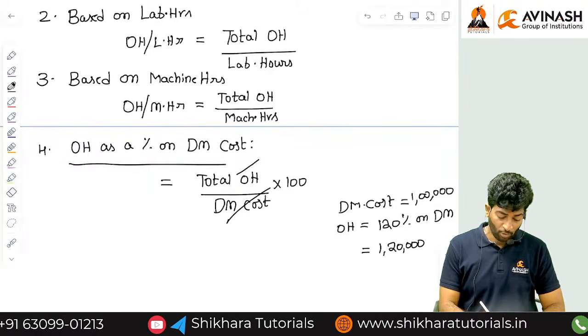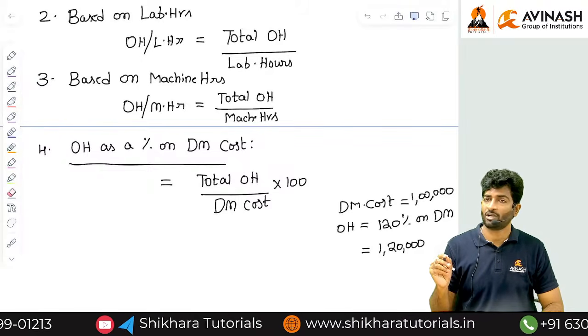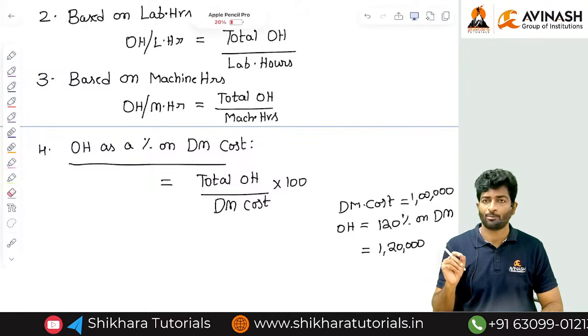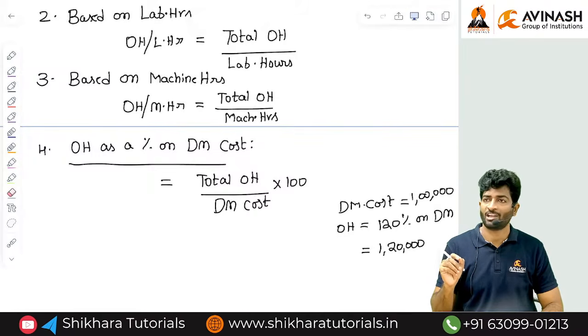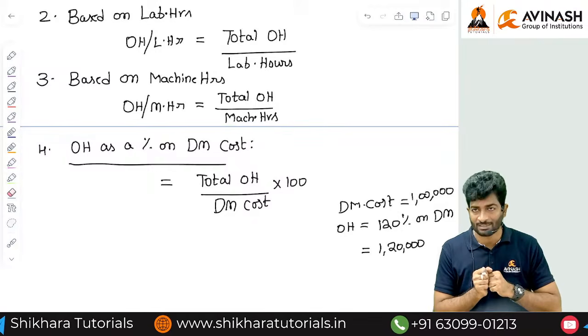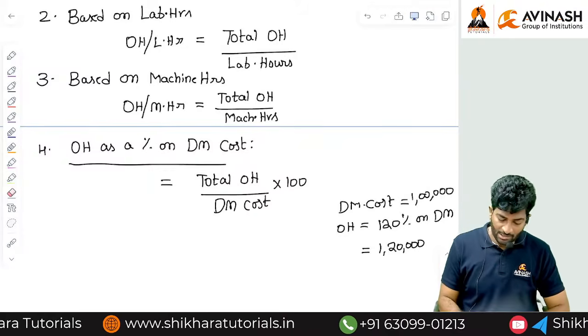When we are doing some cost sheet problems, they used to give factory overhead equal to 80% of prime cost, or administration overhead equal to 80% of cost of production. That is nothing but they are giving some absorption methods. Is it clear? So this is fourth method.